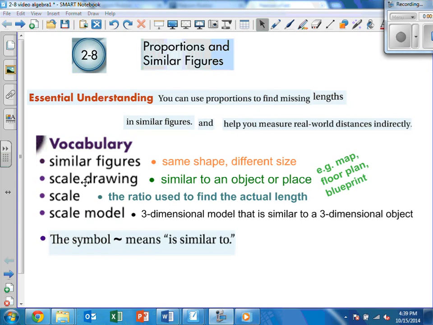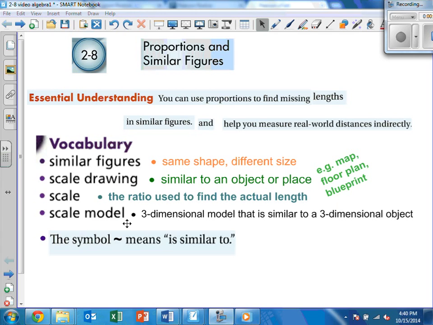Let's talk about some vocabulary. Similar figures are figures that have the same shape, but they might be different sizes. One might be bigger or smaller than the other one. A scale drawing is a drawing that is similar to an object or a place. Scale drawing examples are like a map, or a floor plan of a house, or a blueprint.